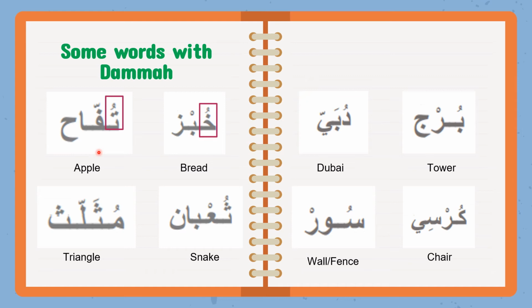Next we have Thu'ban. Thu'ban, which means snake. Muthallath. Muthallath means triangle. Burj. Burj means tower. Dubai. Dubai means the Emirate of Dubai. Kursi. Kursi means chair. Sur. Sur means wall or fence.